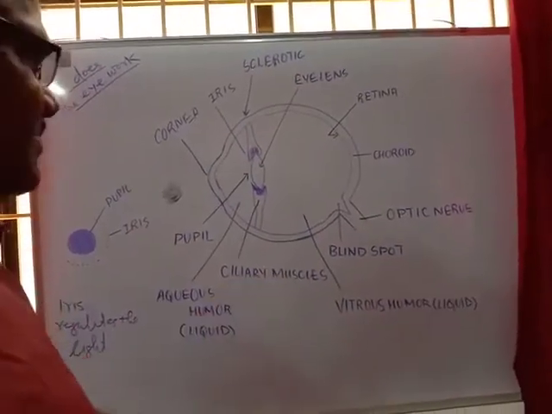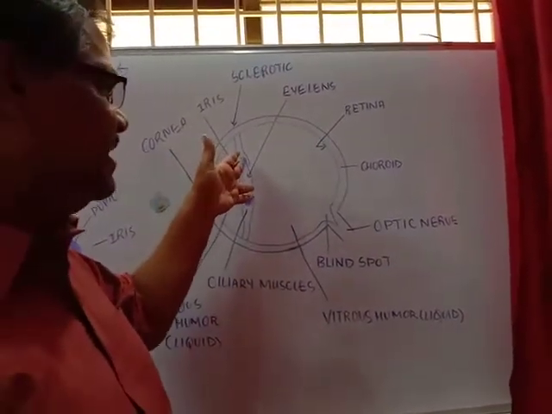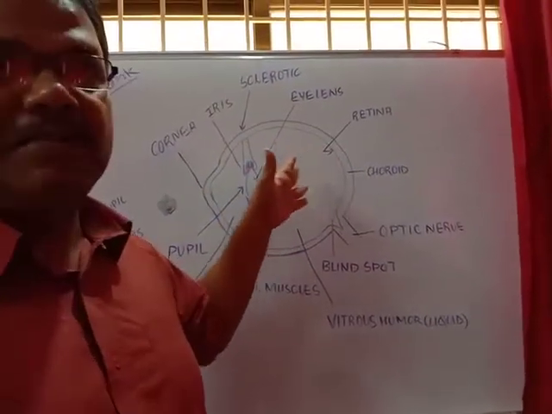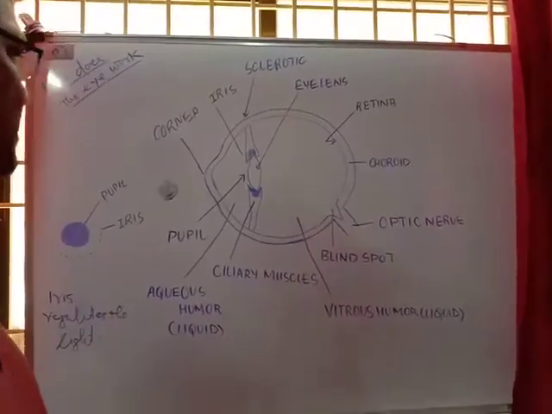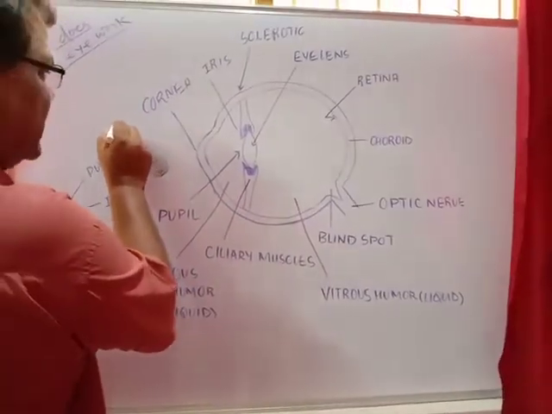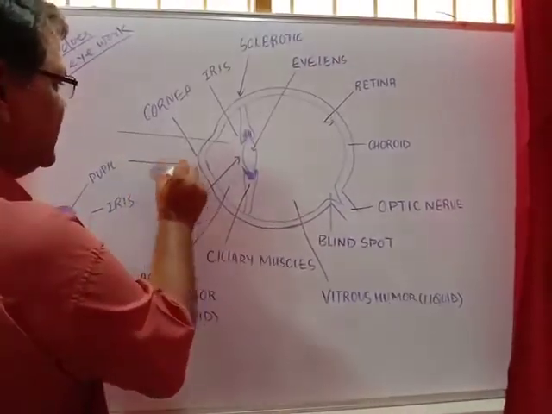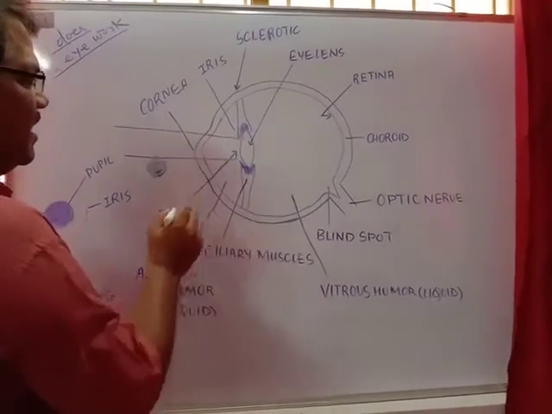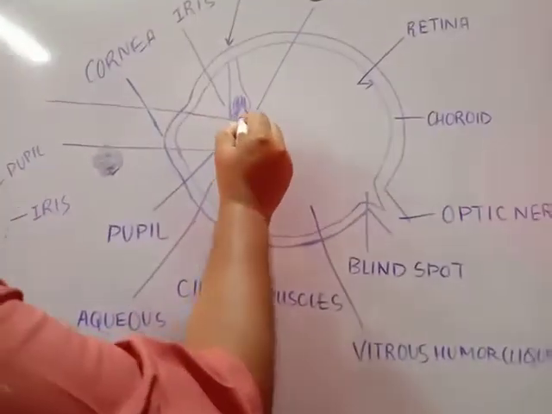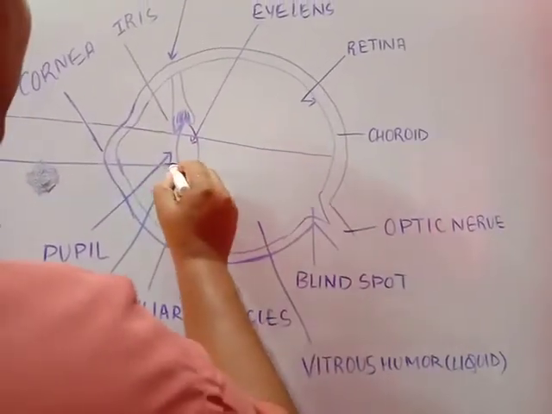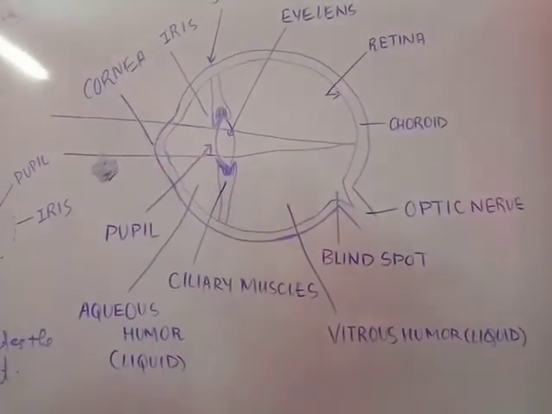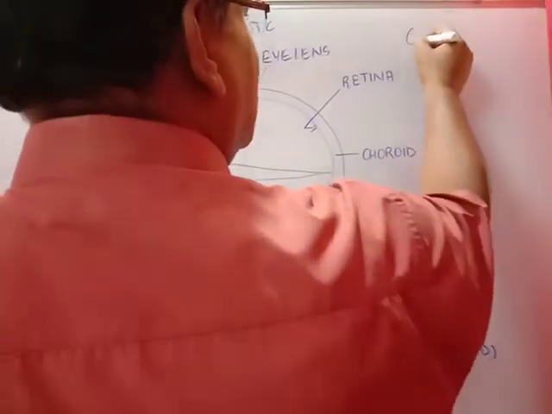It converges the light, and the rays which pass through the lens will strike on the retina and produce the image on the retina. So what happens here? The ray of light passes through the iris and strikes the eye lens, the crystalline lens. It converges and produces the image on the retina. And it is sure that the lens is convex in nature.